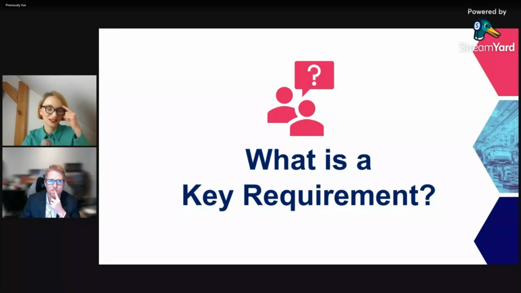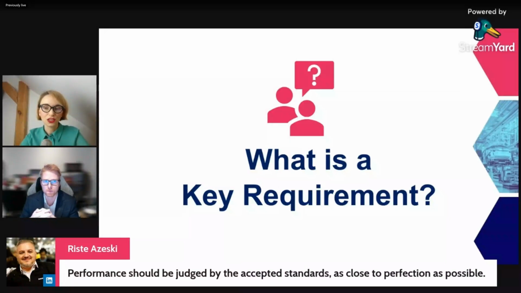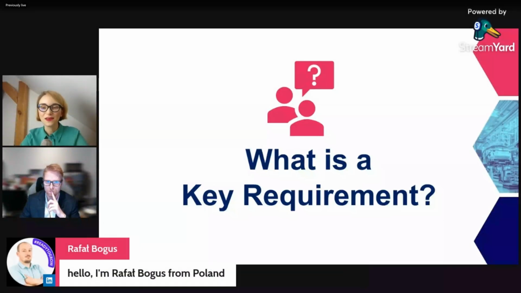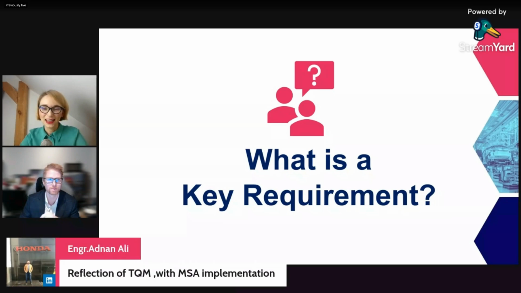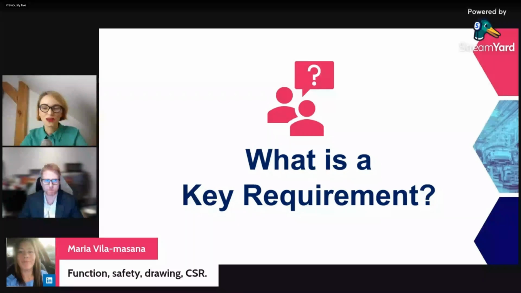I don't want to go too fast to these key requirements, because I really would like to make sure that we all understand it in some way. Here also a nice comment. I see component specifications. Okay, quite product specific. Performance should be judged by the acceptable standards as close to perfection as possible. Customer needs, legislative needs, safety needs, functional. Oh, really? I like this comment. Rafa, hello, Rafa. And reflection of TQM with MSA implementation. Only with MSA? I will ask this question.